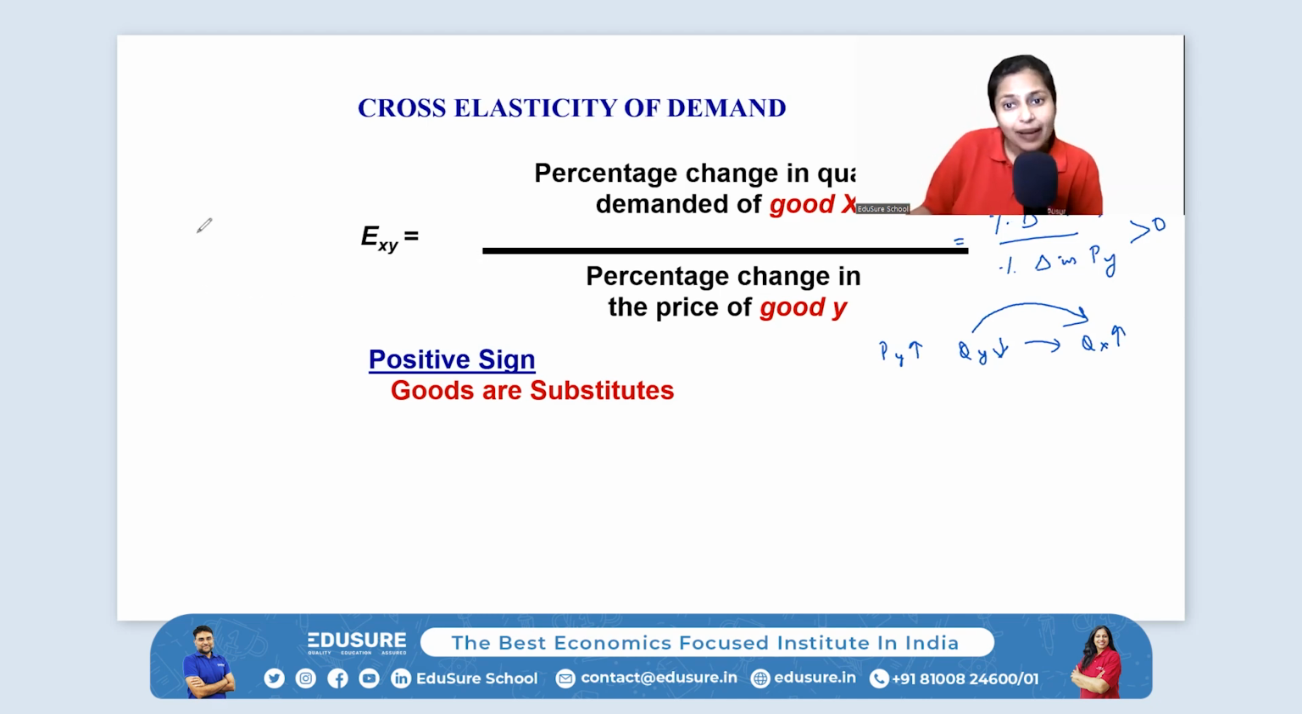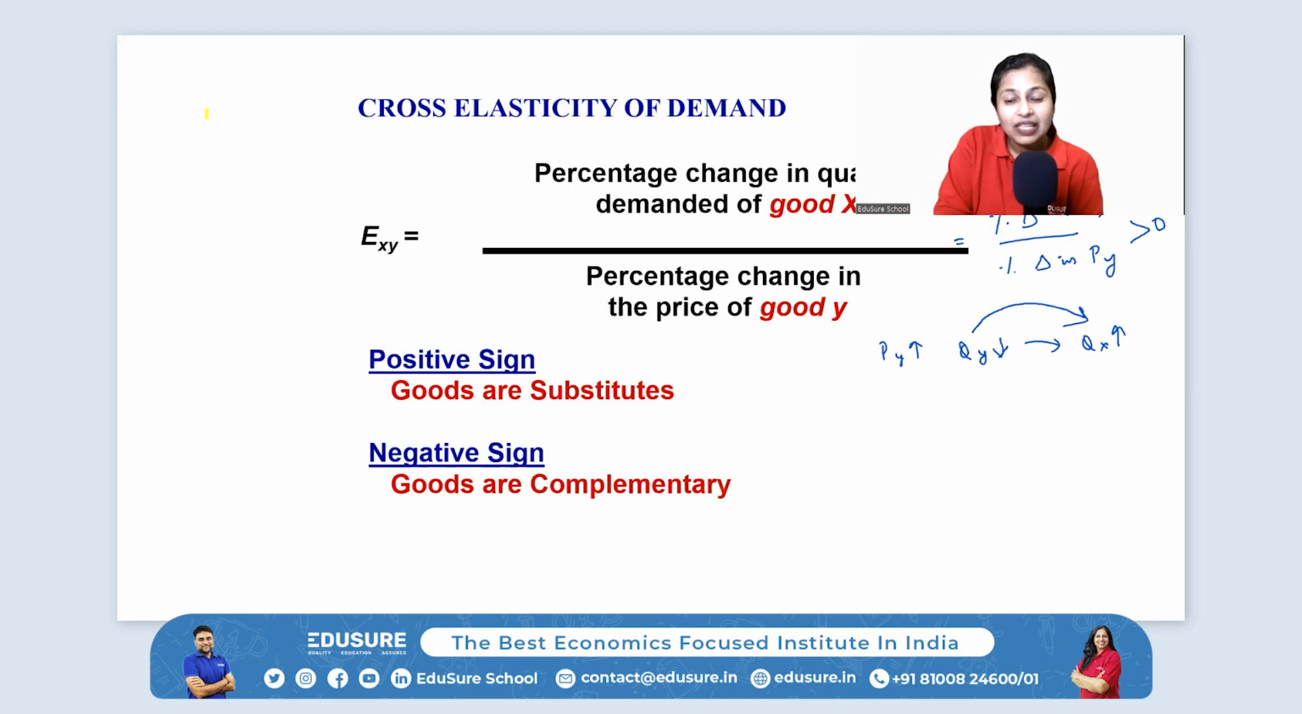But if the cross price elasticity is negative, then what will happen? That means the goods are complementary. Why are these goods complementary? Because if the price of good Y, let's say, increased, and the quantity of good Y fell. So what kind of goods are these? Let's say these are ice cream. For vanilla ice cream, if the price of vanilla ice cream went up, the quantity of vanilla ice cream went down. But there are some goods whose quantity also goes down, things which are complementary to vanilla ice cream.